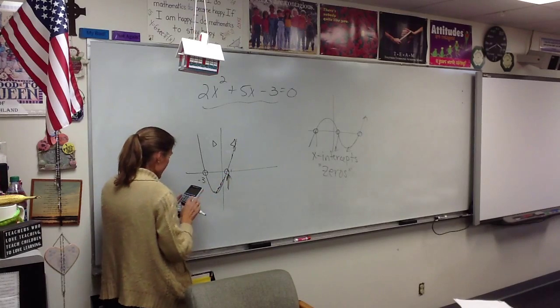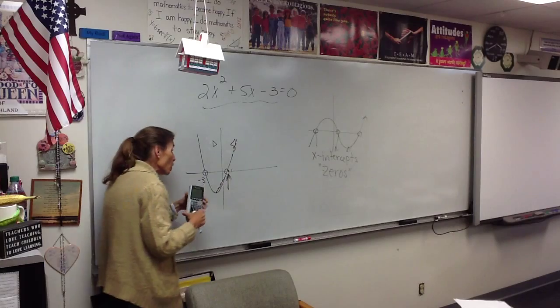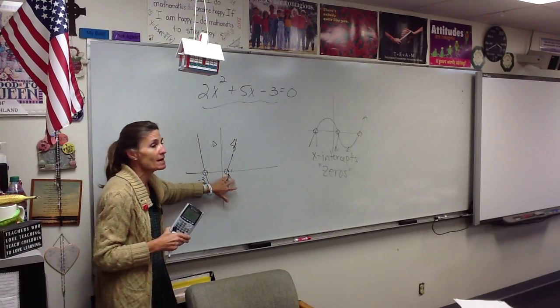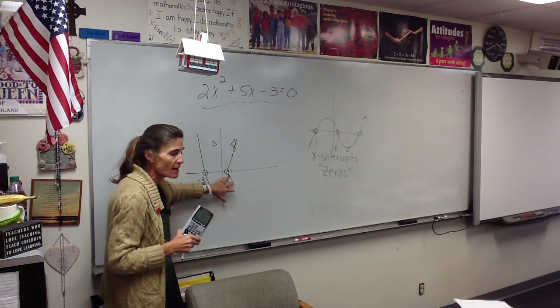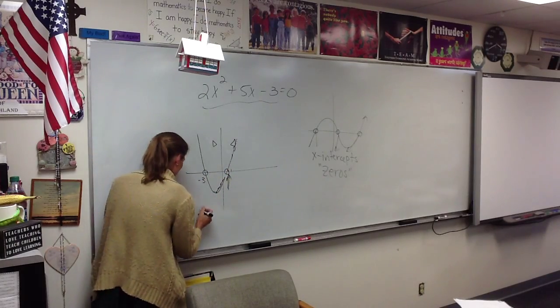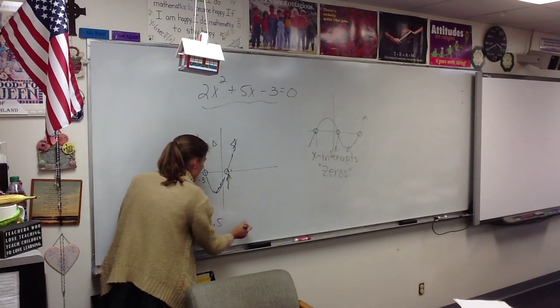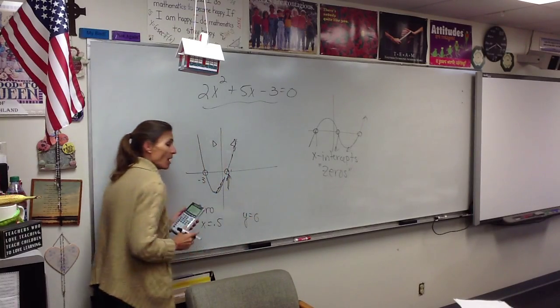Well, I think it's right there. So I'm going to move my cursor as close as I can get to this point. You may not be able to hit it right on, and that's fine. Just get close, press enter, and down at the bottom it will tell you the 0 is where x is 0.5.